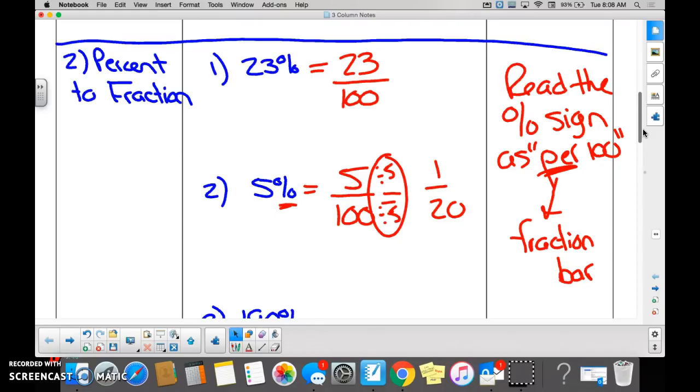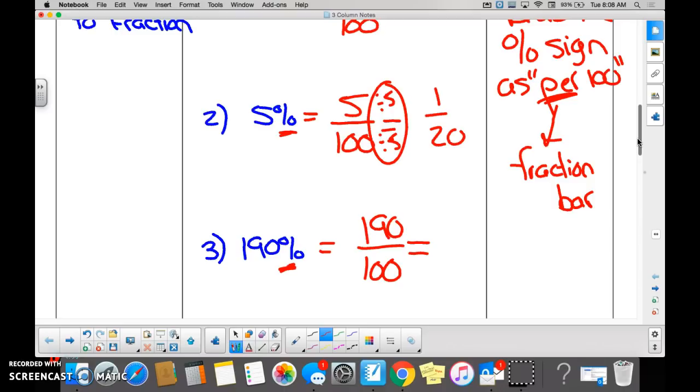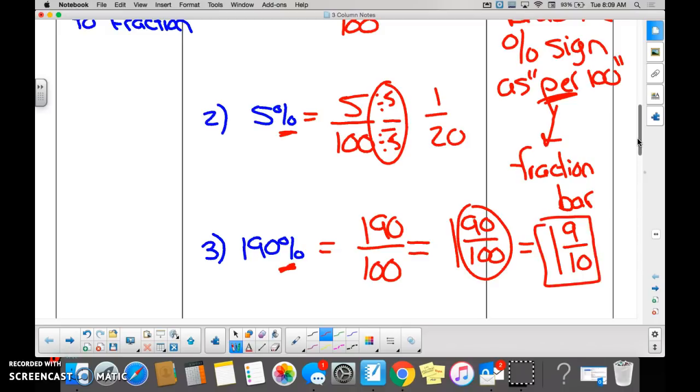Okay. And the last one, number 3, 190% is read as 190 per 100. 190 per 100 is an improper fraction, and you all know we don't like to leave our answers in improper fraction form. 100 goes into 190 one time. We got 90 left over with 100 as our denominator. That reduces because 90 and 100 have a common factor of 10, so it reduces to 1 and 9/10 as our final answer. Again, we're dividing the 90 by 10 and the 100 by 10 in our bubbles.